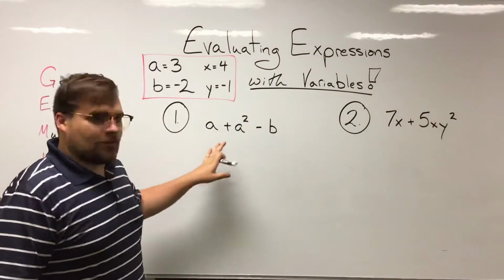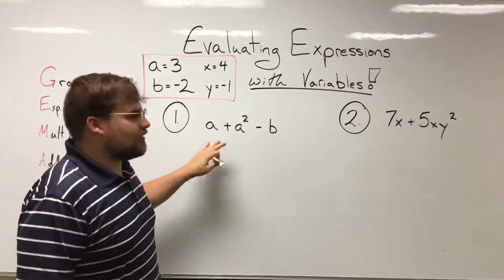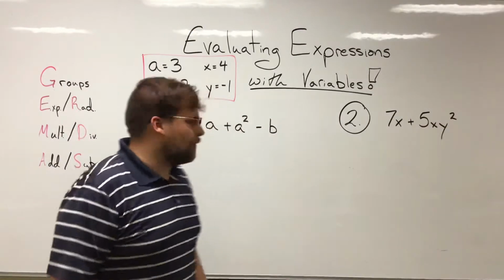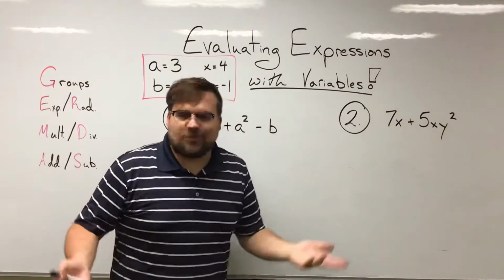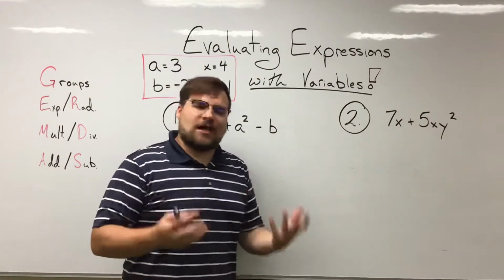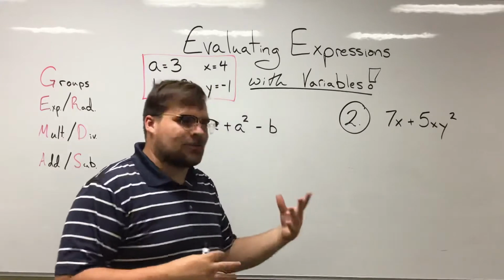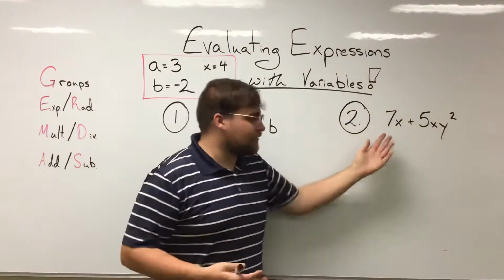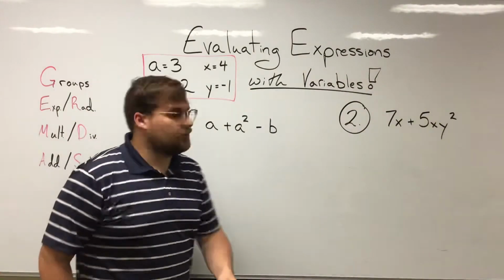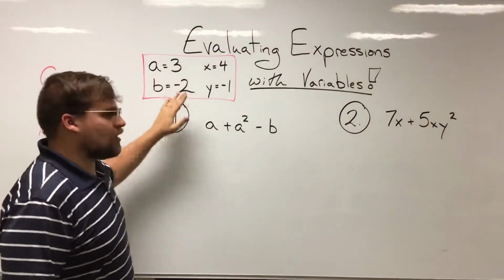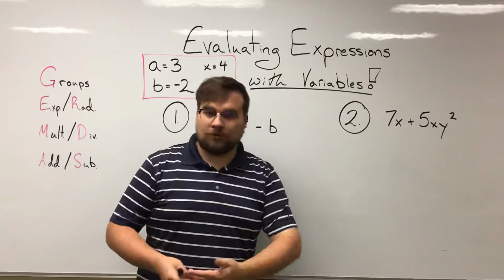So effectively, we're going to be looking at equations like number 1 and 2 I have written up here. A plus a squared minus b, something like that, right? We got a lot of variables, we got some exponents, maybe some coefficients even like we have over here. And we're told what the values of these variables are.